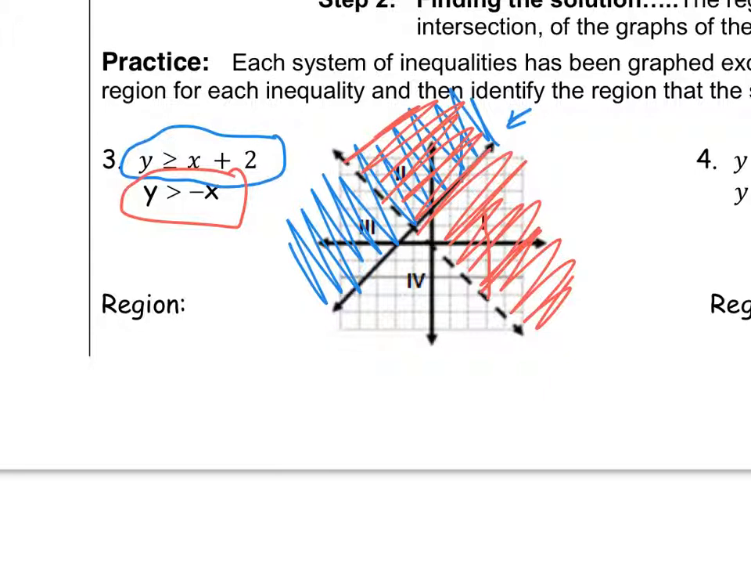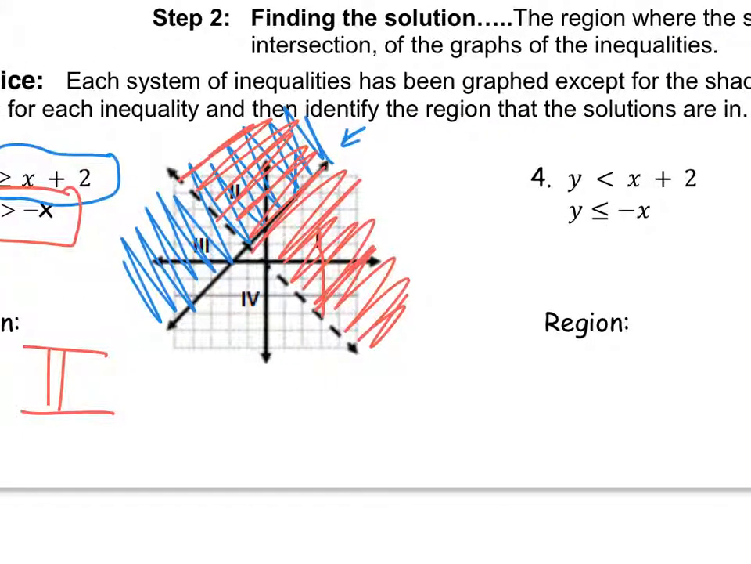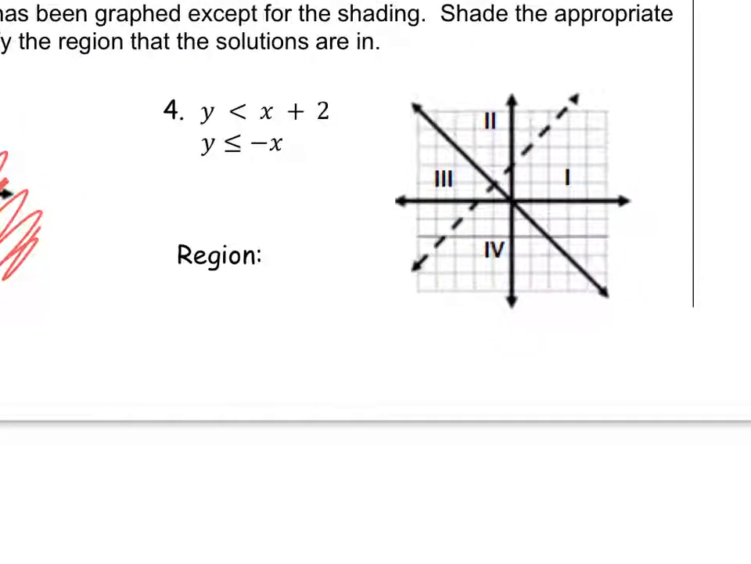And if you'll notice that right up there in region number 2, I have both blue shading and red shading. So this area all up in here, that is my solution to this inequality, the system of inequalities. Okay, let's do it again for this one.